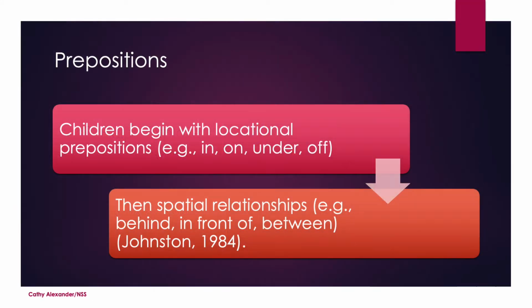Owens found that at around age 3, most children use the prepositions under and off, and we know that they have in and on. So to summarize, children begin with locational prepositions, the location, where they are: in, on, under, and off. Then spatial relationships come into play: behind, in front of, between.